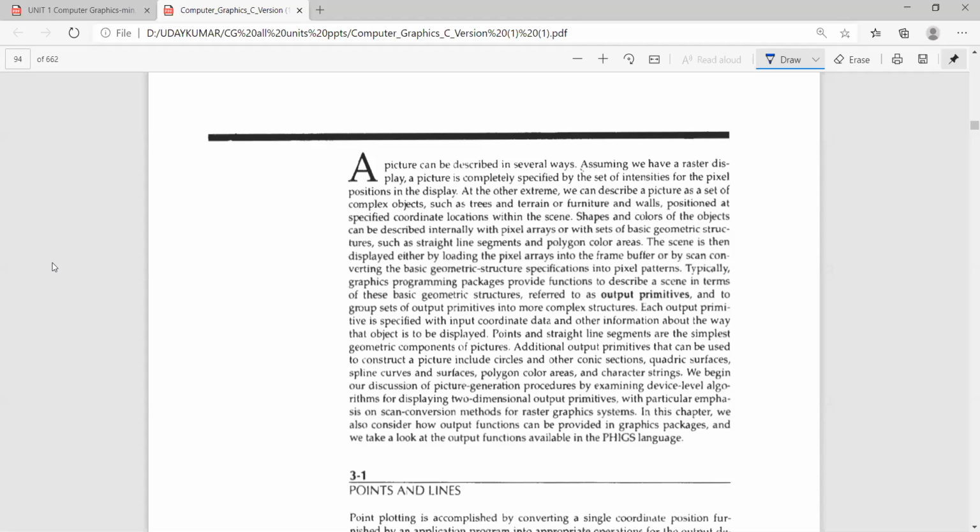At the other extreme, we can describe a picture as a set of complex objects, such as trees, furniture, and walls. These are complex objects to display on the screen. We also need the coordinate locations within the scene. For example, for a simple image, let us consider the character A, which is the image you have to display on the screen.